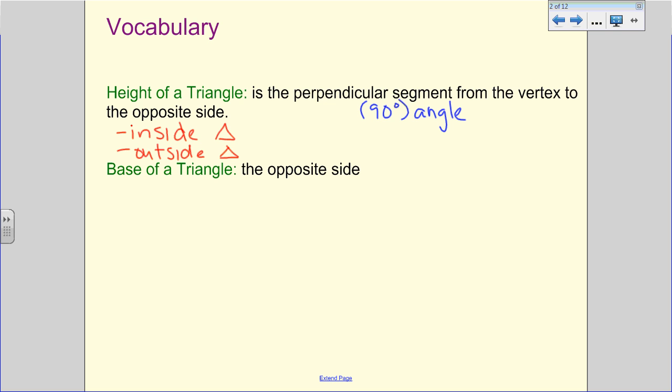the triangle. And so then we also need to talk about the base, because we're going to do base times height. The base is just the opposite side from that height. So the base and height basically intersect each other. So let's take a look.